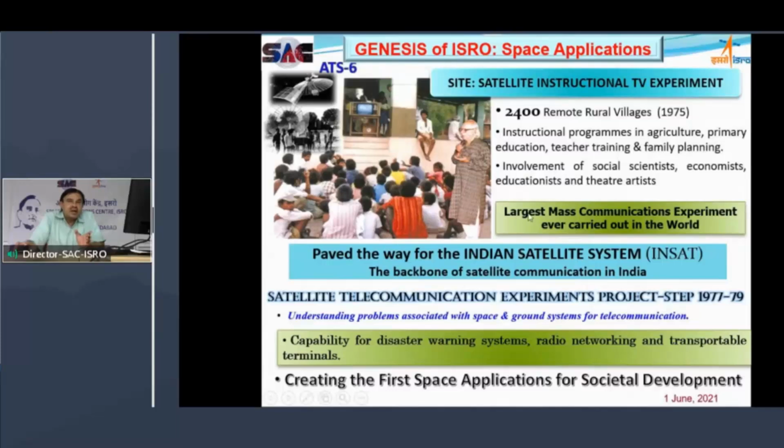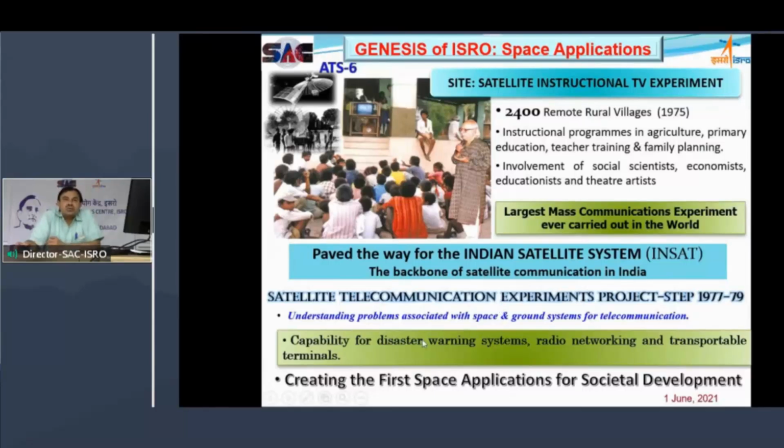And similarly, since India wanted to develop its own satellite system, another experiment was done. It is called Satellite Telecommunication Experiment Project, or STEP, and that was started after this SITE program was over. That was a step in the direction of how India can build its own communication satellite system. To build that system, first we have to understand how communication is being used for what application. So this program was more on the application side.